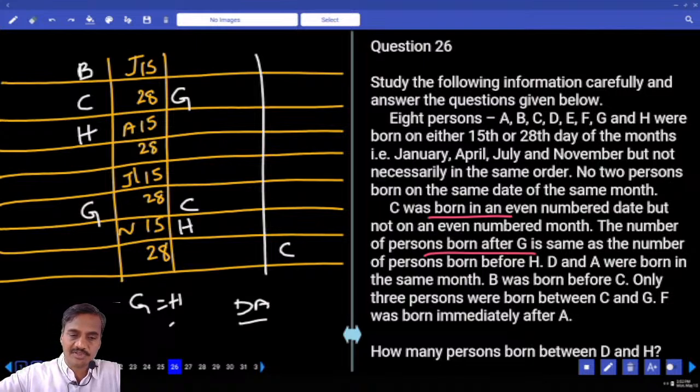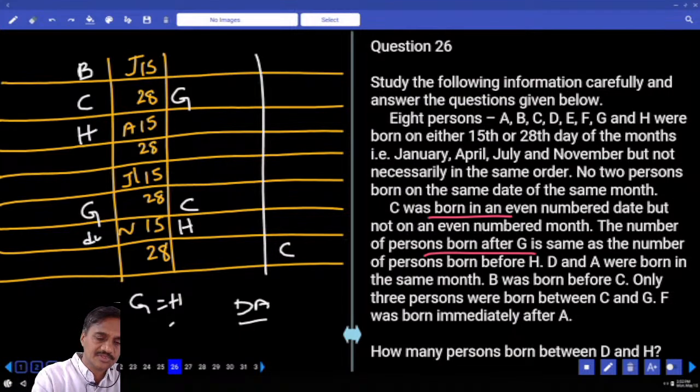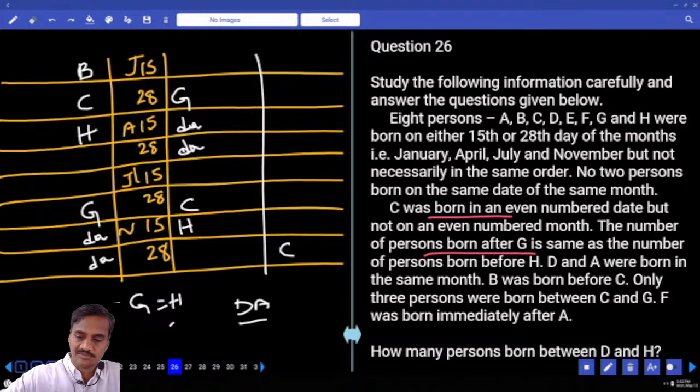D and A were born in the same month. As D and A were born in the same month, here now D and A will be in the same month like this. Now D and A were born in the same month, November. Now in this case we can have April. And B was born before C. We can be either the first or July 15th.